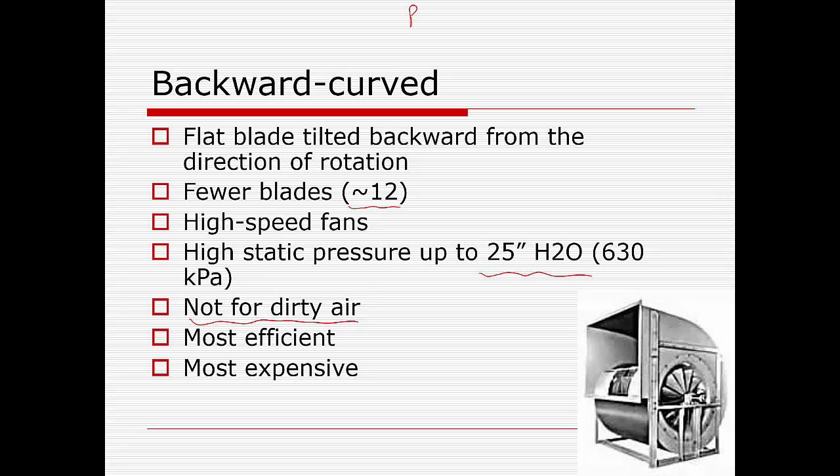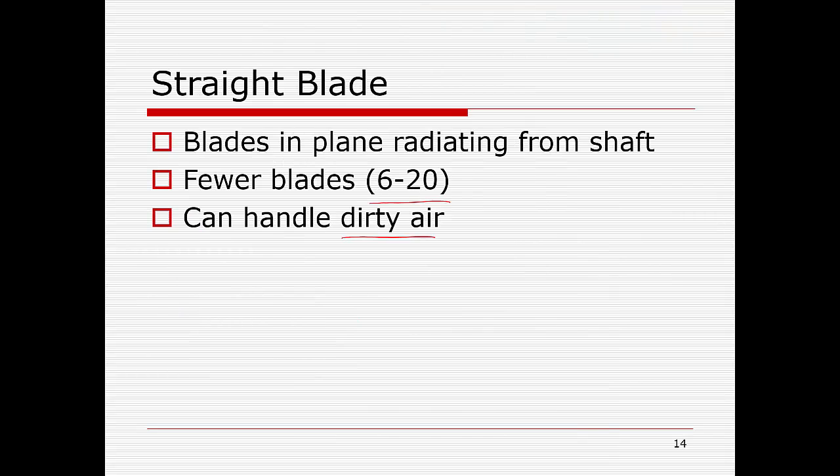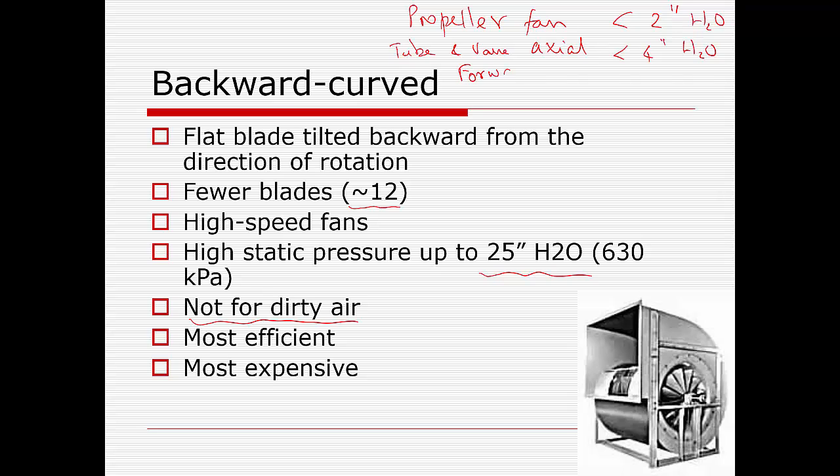So if you remember, the propeller fan is less than 2 inches of water, right? And then we had the tube and vane axial fan at around 4 inches of water, whereas this one is 25 inches of water. The forward curved is about 10 inches of water, and the backward is up to around 25 inches of water. Okay, so these are the most efficient and they are the most expensive because they can offer a very high static pressure.